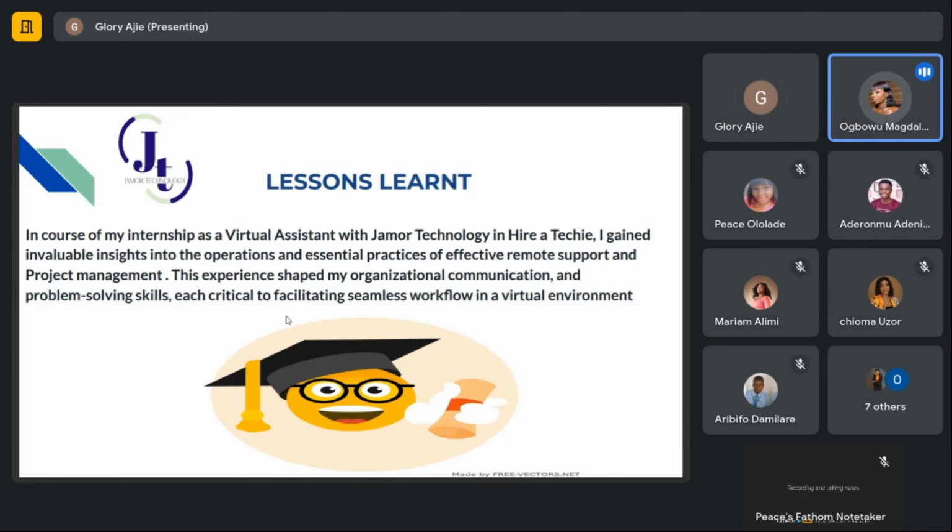So for the lessons I've learned so far with Jamotech in Hire a Techie overall, during my internship, or rather this ongoing internship at Jamo Technology, it has equipped me with a strong foundation in the skills necessary to be an effective virtual assistant. I've also developed a heightened ability to work autonomously while supporting a team. These are the lessons I've gathered so far working with Jamotech in Hire a Techie projects.